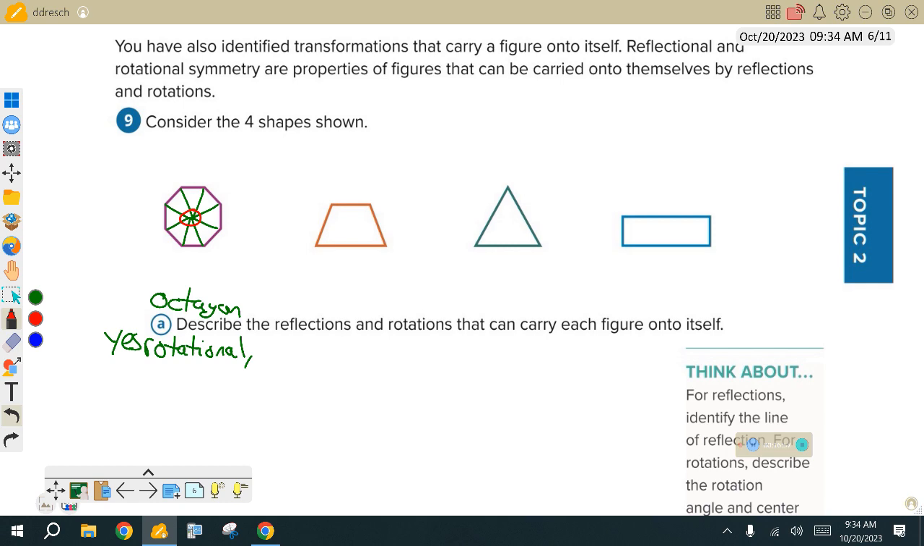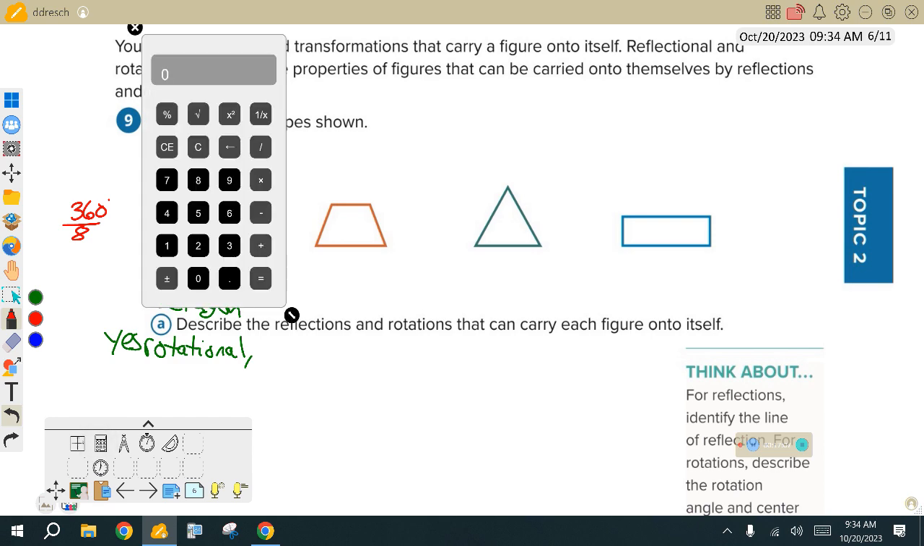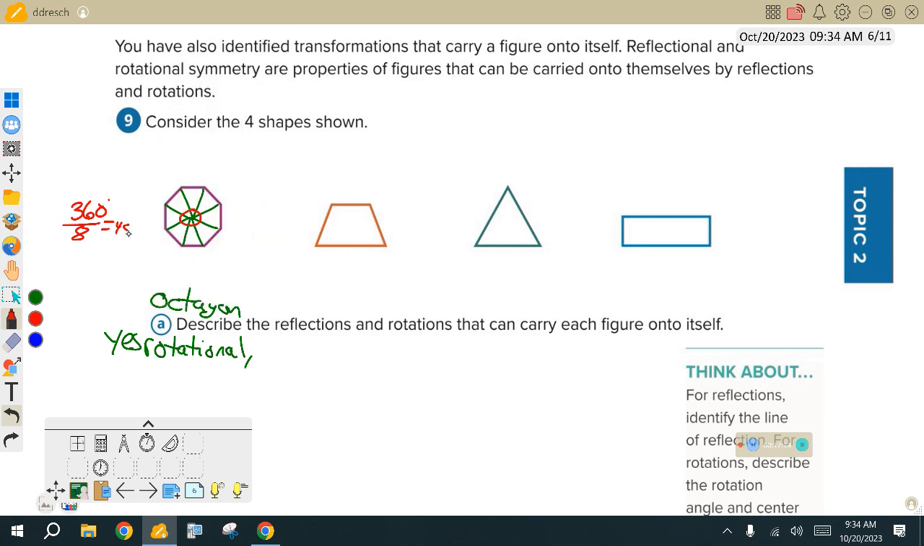So 360 divided by the octagon's number of sides, 8. 360 divided by 8 is 45 degrees. So if you were to take, again, our protractor from yesterday and rotate that so it lands on itself, it's going to be a 45-degree turn. That's the smallest turn to get it to land on itself. And the way that we're going to calculate that is this skill right here, every time. 45 degrees.